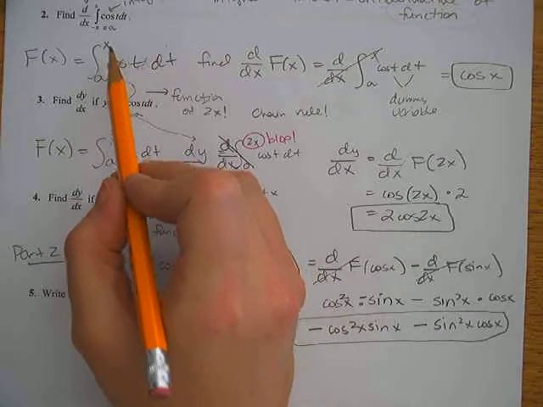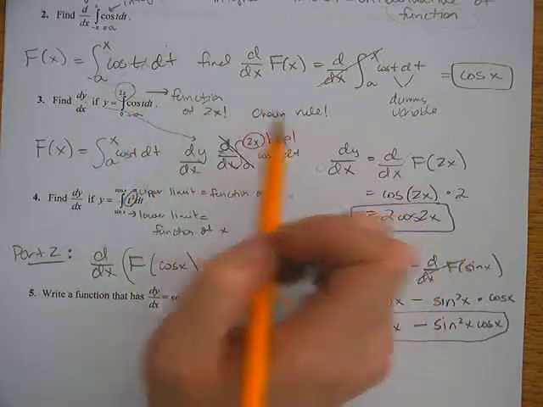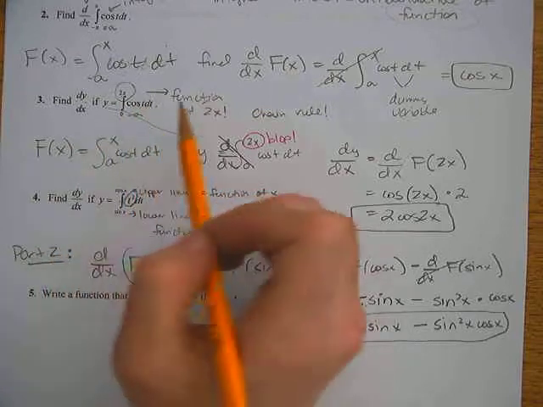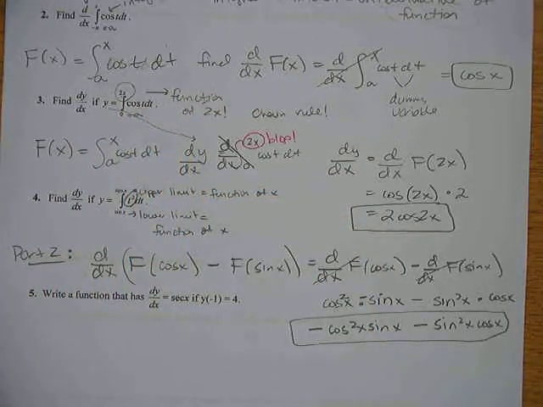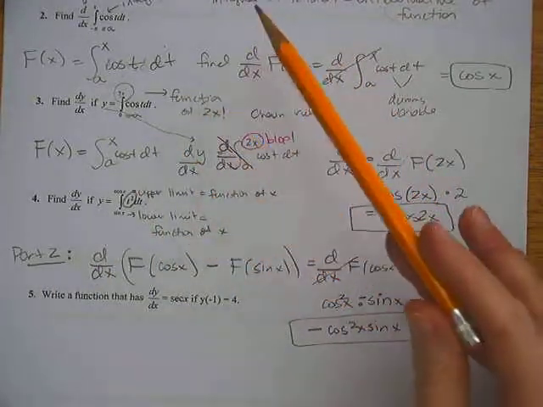So those 3 examples, 2, 3, and 4, are probably the most difficult of this whole chapter because they use the idea that this integral is a function of x. And if the integral is a function of something other than x, you have to use the chain rule when doing the derivative of an integral. There's a lot of ideas going on here.